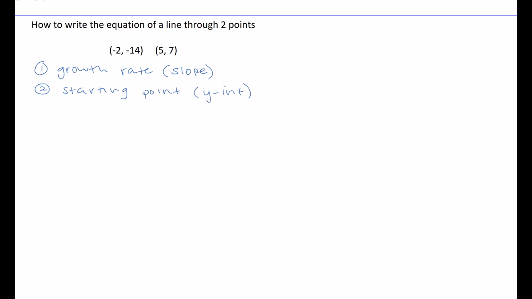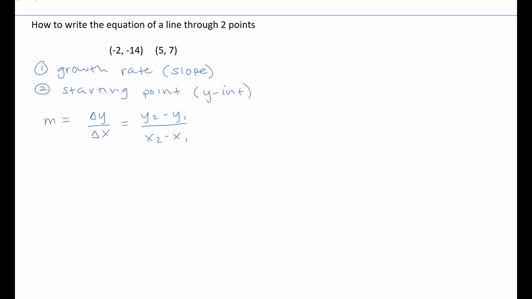Okay, so let's go to number 1. We're going to find our slope first. So slope is a letter we use m to represent. So we want to find the change in y over the change in x. Some of you may know this formula, y2 minus y1 over x2 minus x1. You can use that if you want. Sometimes I think it's a little bit more tricky.